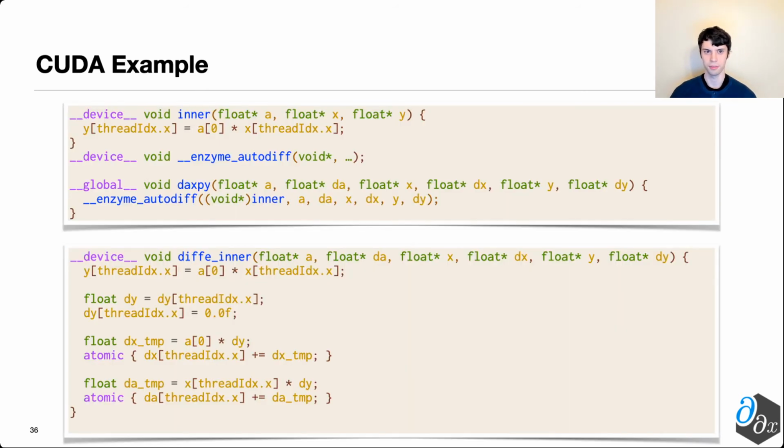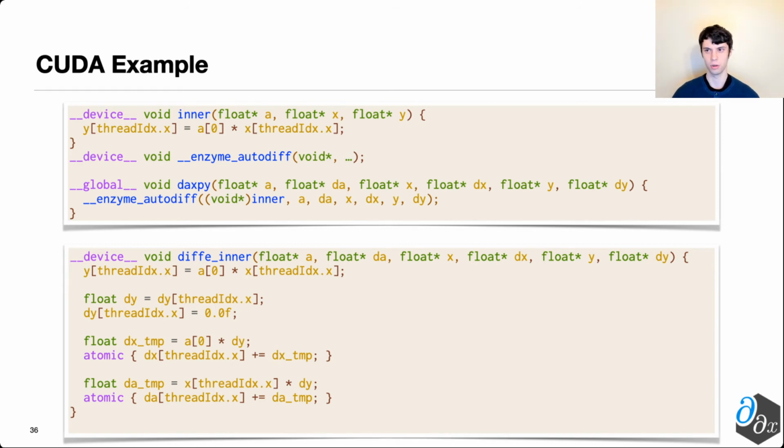Now for the fun part. We can actually go ahead and differentiate a specific CUDA kernel. On the top of this, we have the function inner, which says that y of thread index equals a of 0 times x of thread index. We declare the function enzyme autodiff, and then in the third global function dxpy, we call enzyme autodiff on the inner function, which we want to go ahead and differentiate.